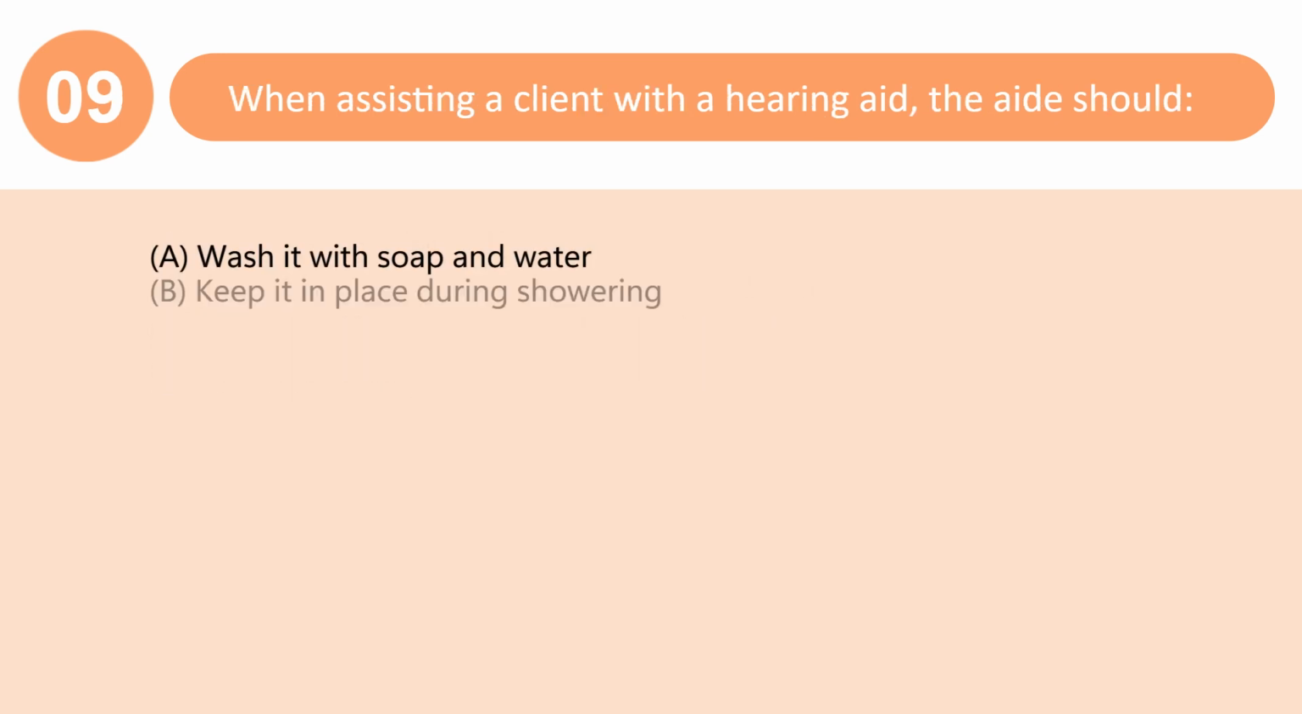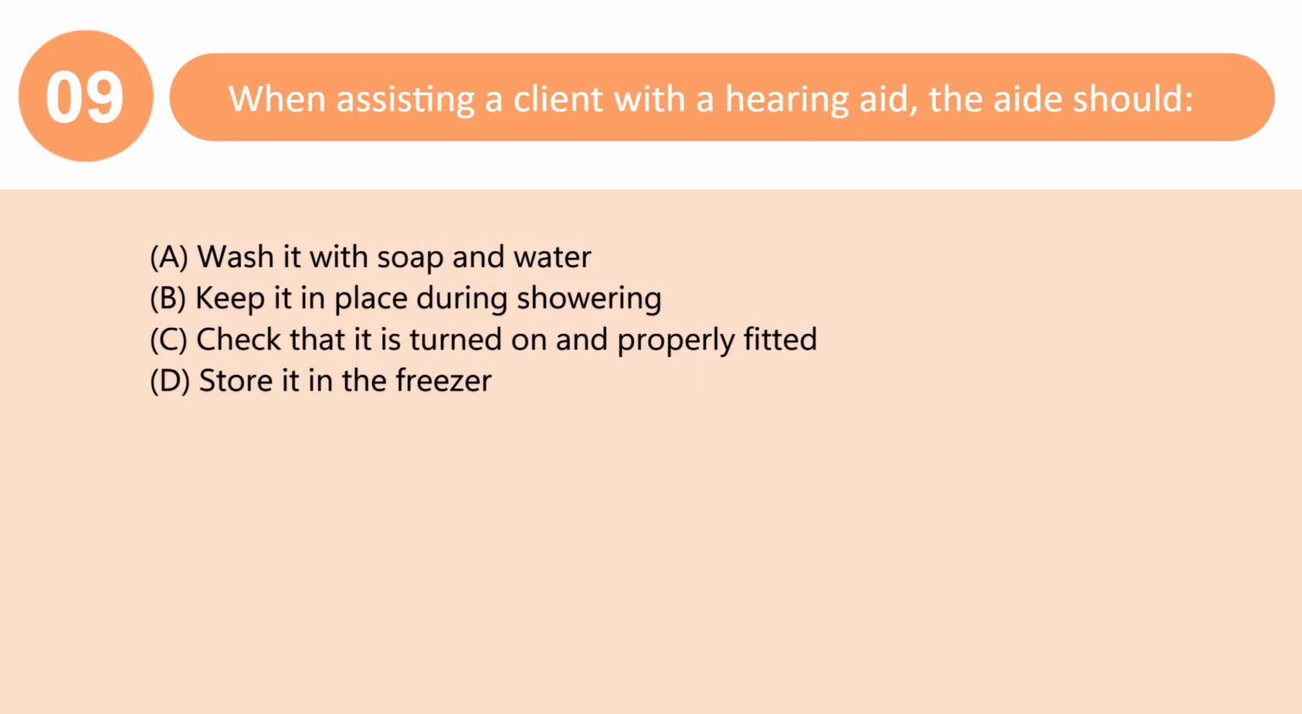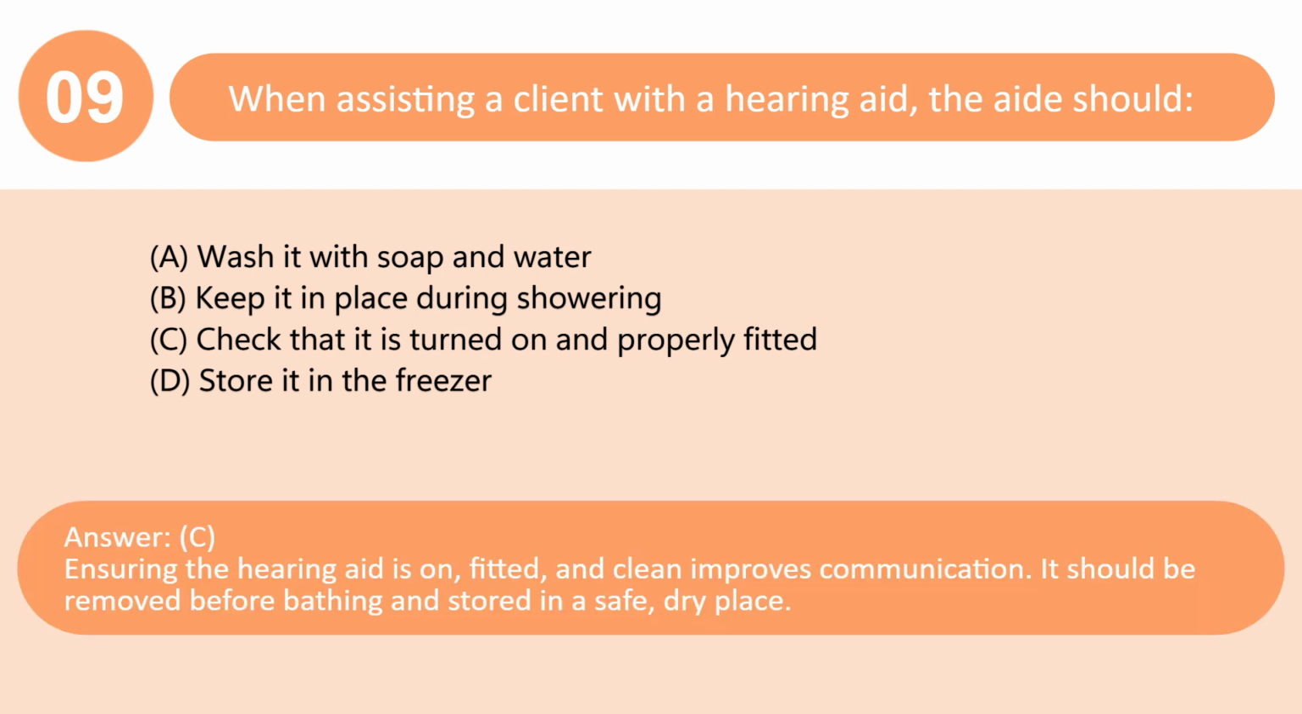When assisting a client with a hearing aid, the aide should A. Wash it with soap and water. B. Keep it in place during showering. C. Check that it is turned on and properly fitted. D. Store it in the freezer. Answer C. Ensuring the hearing aid is on, fitted, and clean improves communication. It should be removed before bathing and stored in a safe, dry place.